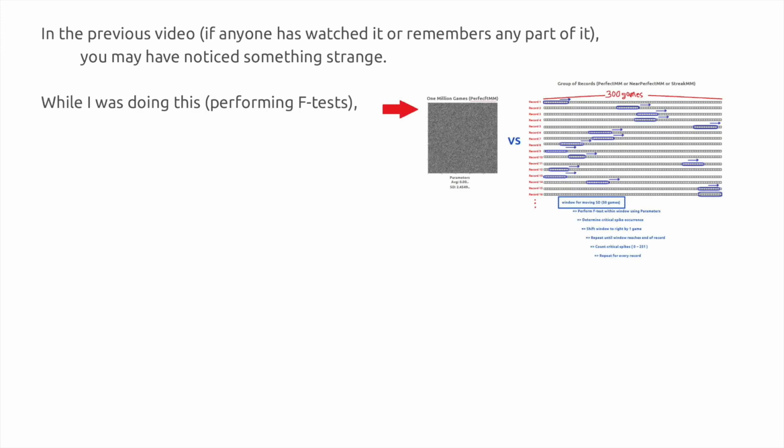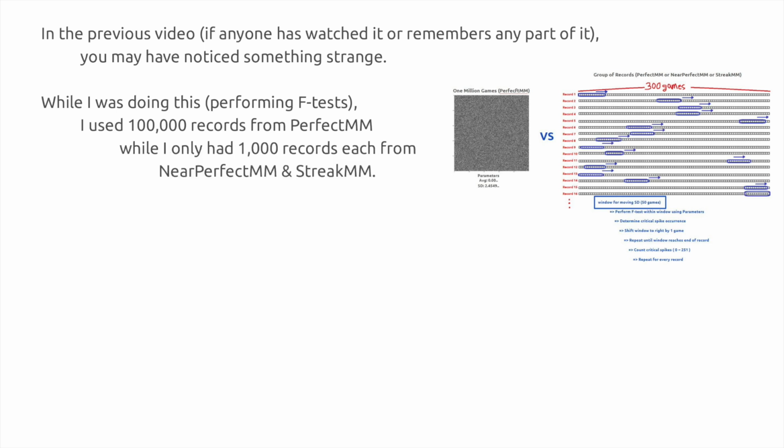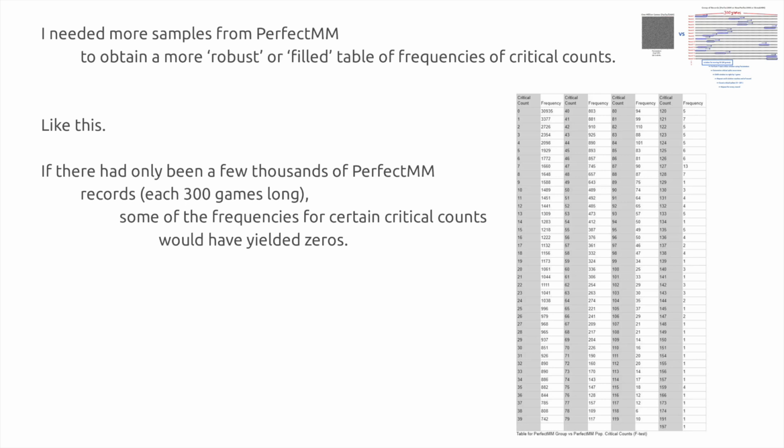In the previous video, you may have noticed something strange. While I was doing this, I used 100,000 records from perfect.mm, while I only had 1,000 records each from near-perfect.mm and streak.mm. Why? I needed more samples from perfect.mm to obtain a more robust or filled table of frequencies of critical counts. Like this. If there had only been a few thousands of perfect.mm records, some of the frequencies for certain critical counts would have yielded zeros.